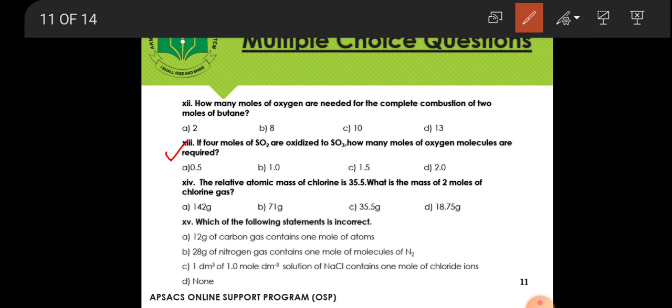Question number 13. If 4 moles of sulfur dioxide are oxidized to sulfur trioxide, then how many moles of oxygen molecules are required? We have 4 moles of sulfur dioxide, and how much oxygen is required to produce sulfur trioxide? So how many atoms of sulfur are present on the reactant side? 4 twos are 8. So 8 atoms are present. Now how many atoms of oxygen are present on the product side? 8 threes are 24. So let's see. Sorry students, let's solve this question again.